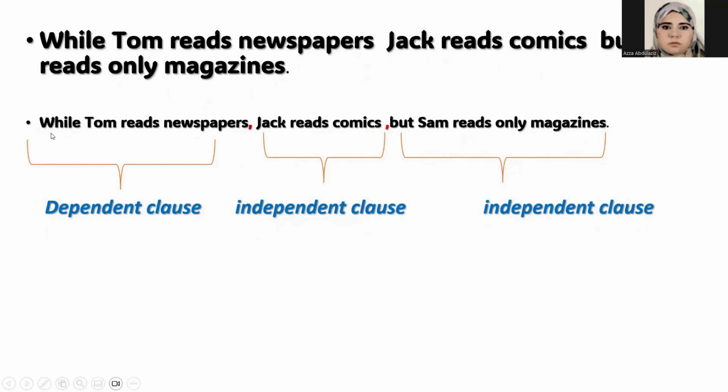So we have while, which is a subordinating conjunction. That's why we insert a comma in between the two clauses, a comma after the dependent clause, because it comes at the beginning of the sentence. Then we have a coordinating conjunction followed by the independent clause. And here we need to insert a comma before but, because but here is a coordinating conjunction that is used to connect two independent clauses. Clear? Okay.